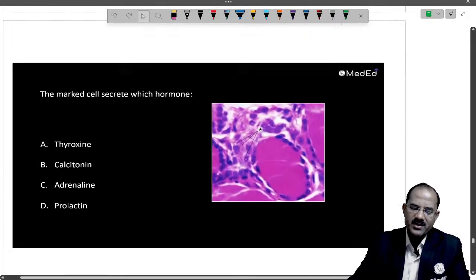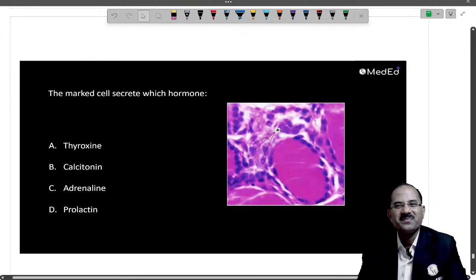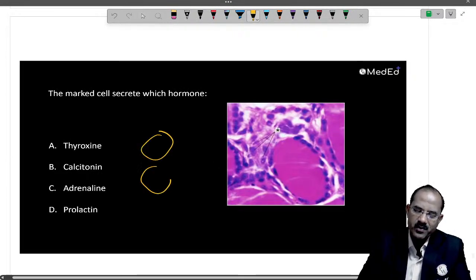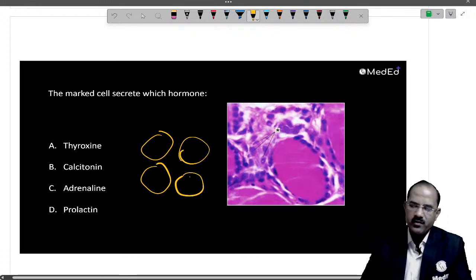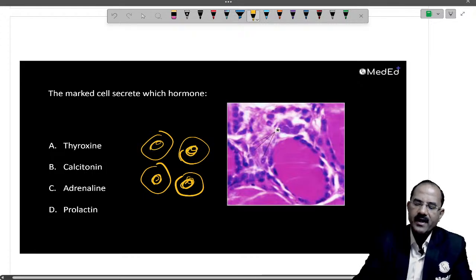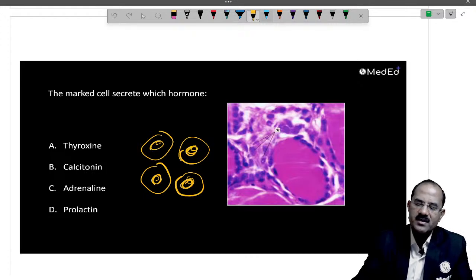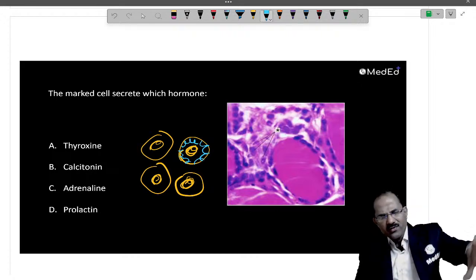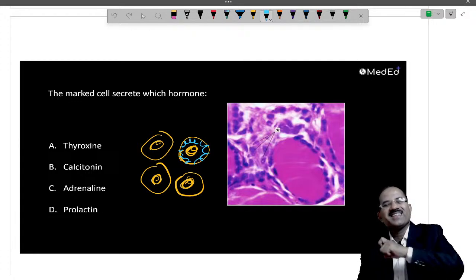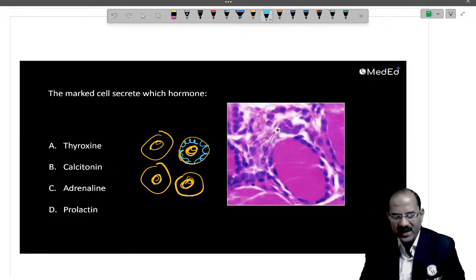Very good. Hello, bacho. Can you identify this? You can see the slide. Beautiful, vesicles like this, which are filled with colloid. And they have got an epithelium. What is this epithelium? It's a simple cuboidal epithelium. Colloid filled vesicles. This is the thyroid gland.